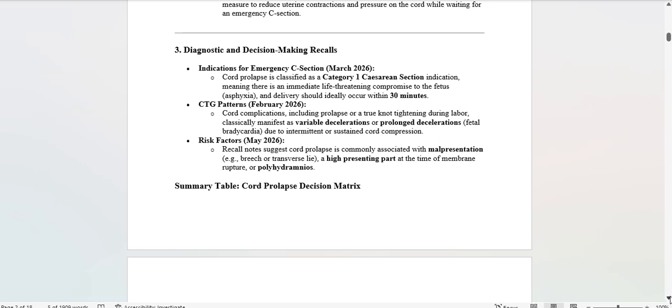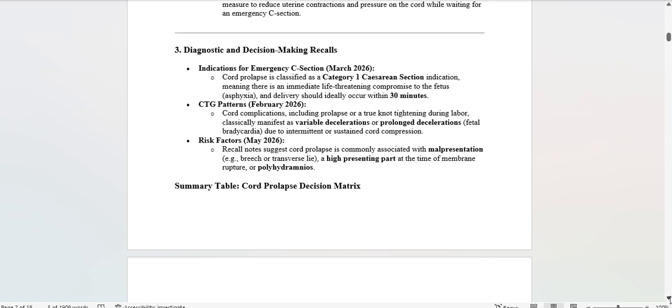Okay, CTG pattern. Cord complications in February they are asking, including prolapse. A true knot tightening during labor classically manifests as variable deceleration. Remember, variable deceleration and prolonged deceleration, fetal bradycardia due to imminent or sustained cord compression. So in CTG pattern, they are asking about what you can see in CTG. In CTG, we will see variable deceleration and prolonged deceleration.